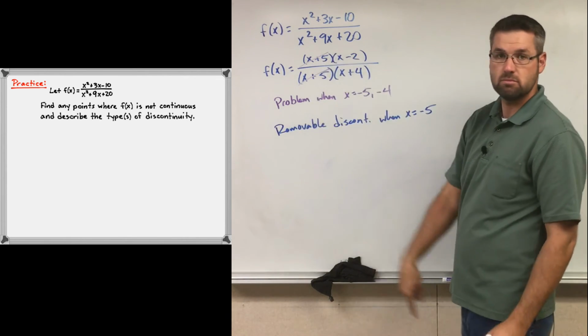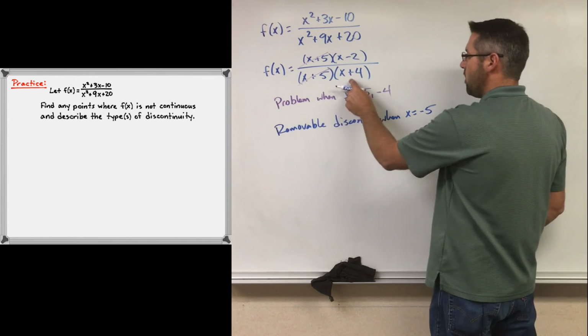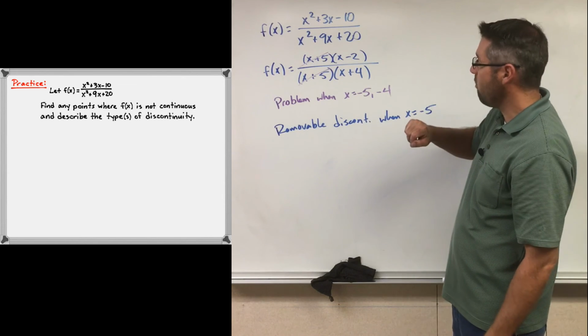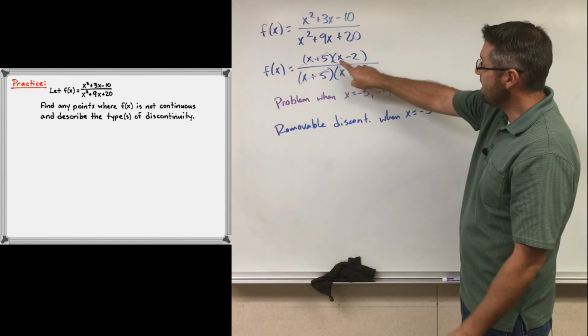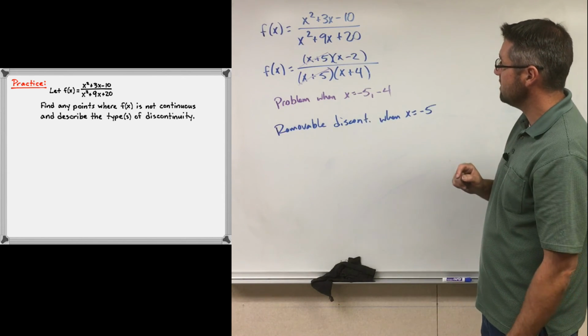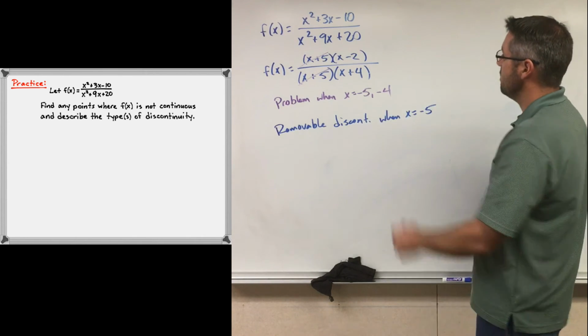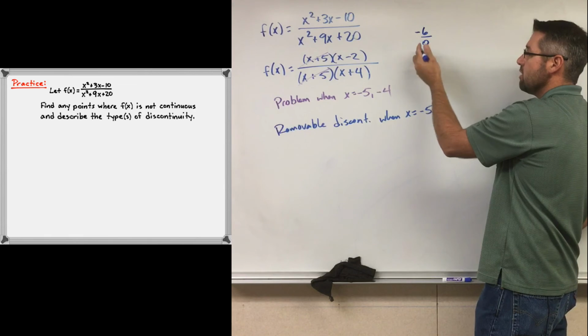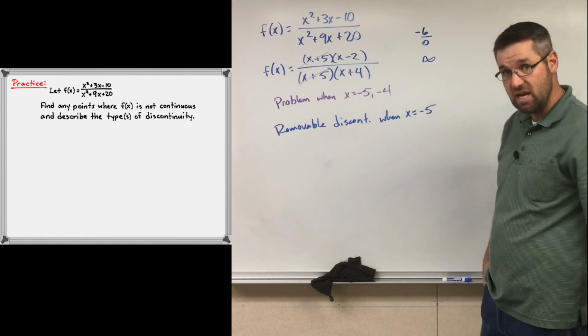We removed it, okay? This other one, it doesn't go away. So if I plug in negative 4, what do I get? Negative 4 minus 2 is negative 6. Negative 4 plus 4 is 0. So I would get negative 6 over 0. Well, what do I get when I divide by 0? I get some sort of infinity.